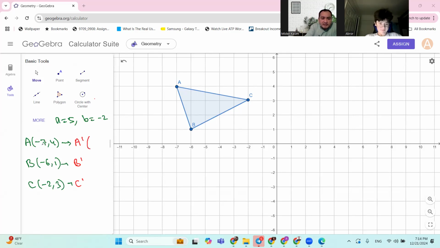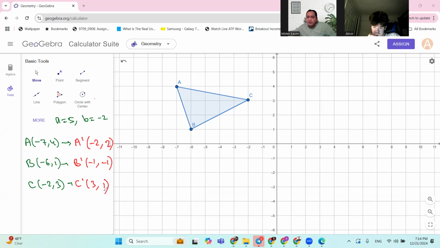So what is negative 7 plus 5? It is negative 2. Negative 6 plus 5 is negative 1. And negative 2 plus 5 is 3. And shifting down 2, so 4 minus 2 is 2. And 1 minus 2 is negative 1. And 3 minus 2 is 1.